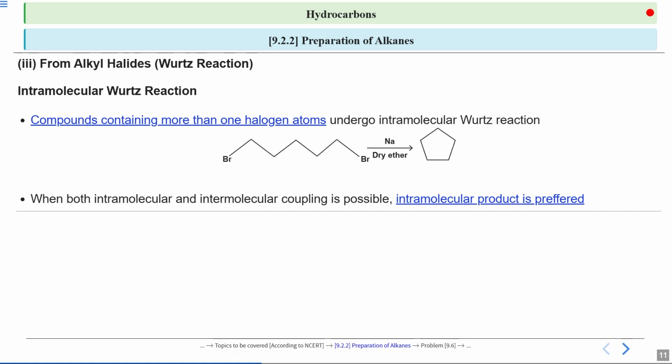Next, when both intramolecular and intermolecular coupling is possible, the intramolecular product is much more preferred. This preference is due to the stability and lower energy requirement for forming a cyclic structure. Basically, it is like choosing the path of least resistance, resulting in a more stable and energetically favorable product.